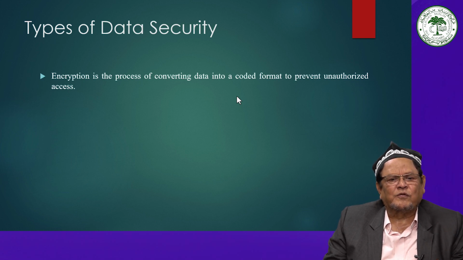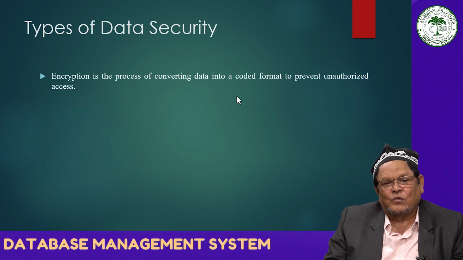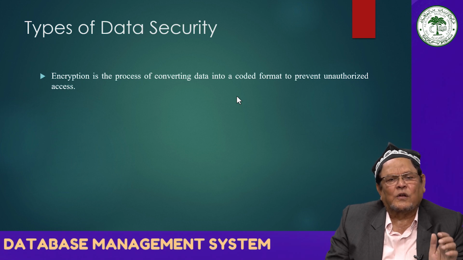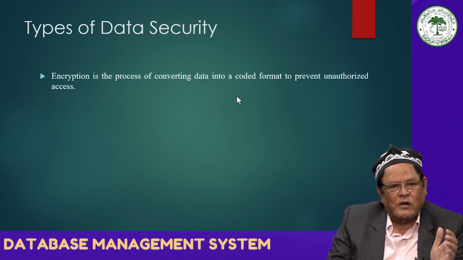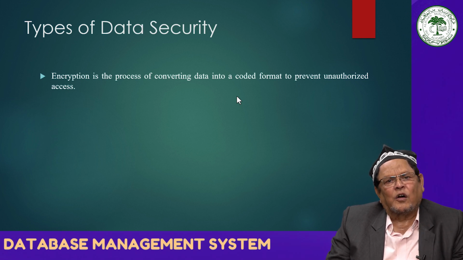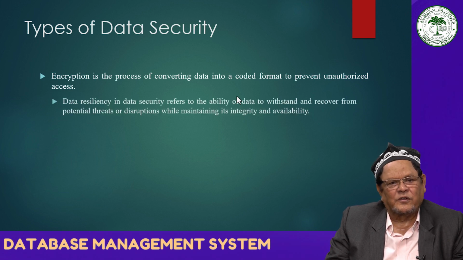Encryption is the process of converting data into a coded format to prevent unauthorized persons from accessing it. It means unauthorized persons cannot retrieve data. So you have to convert it into a coded format. In a simple way, we can say that is encryption.